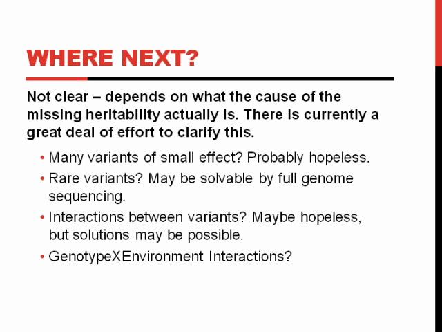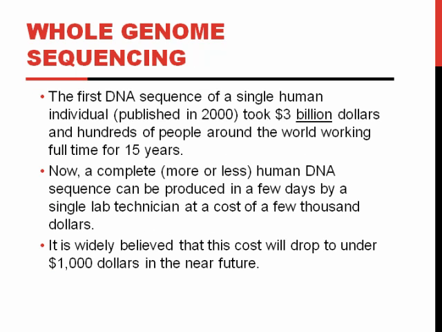And then the question is where next. Part of it depends on what the cause is, and we don't really know what the cause is. Different people have different ideas about it. People like me and various other people are trying different ideas of how to go forward. But one of the big things that is happening right now, a huge revolution in biology, is whole genome sequencing. The first DNA sequence of a single human was published in the year 2000, and that took about $3 billion, billion with a B. That's a 3 followed by 9 zeros.